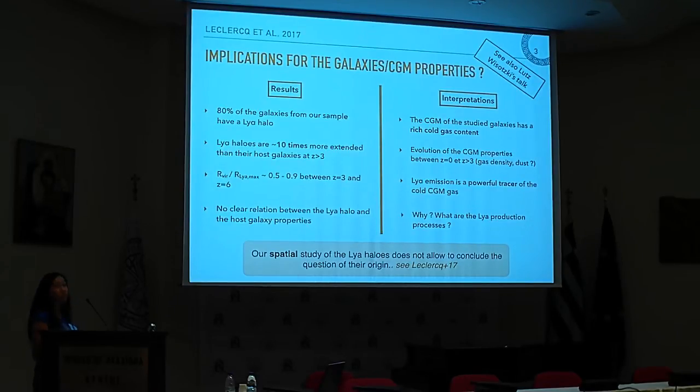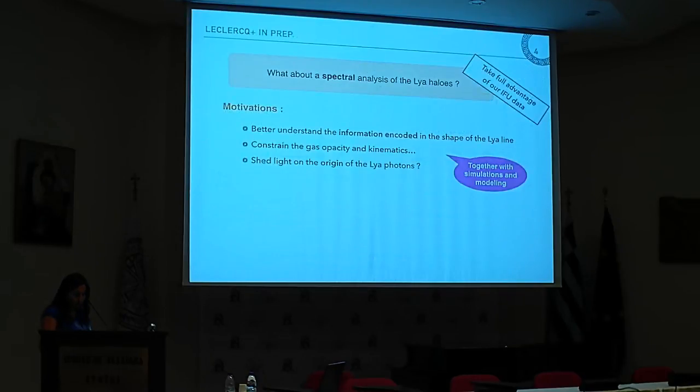But as we didn't see a clear relation between the halo's properties and the host galaxies, we don't really understand those Lyman alpha halos. So there's still a big question mark here. Those were the results from spatial 2D studies. So we thought, as we have 3D data, it would be a pity not to look at the spectra, right? So, what about the spectral analysis of those Lyman alpha halos?